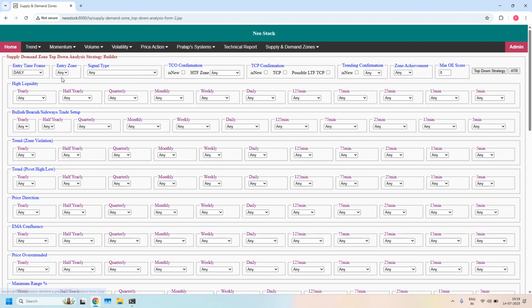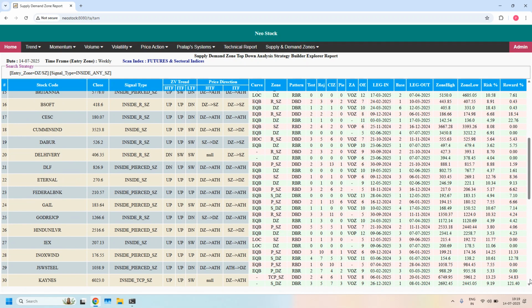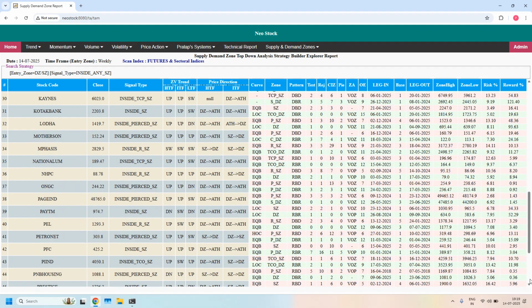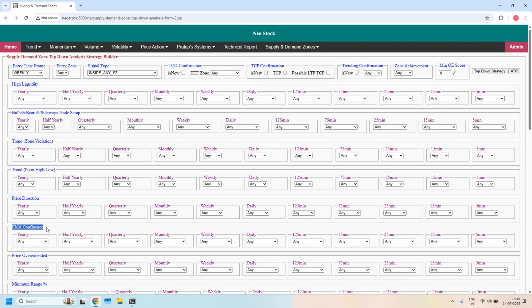Okay, next, price closed inside the weekly supply zone. First 15 stocks in the list. Scrolling the list down. 52 stocks are filtered. We can further filter this list with the weekly EMA Confluence at weekly supply zones. Weekly supply zone with weekly EMA, and trend on the weekly should not be sideways. It can be up or down.